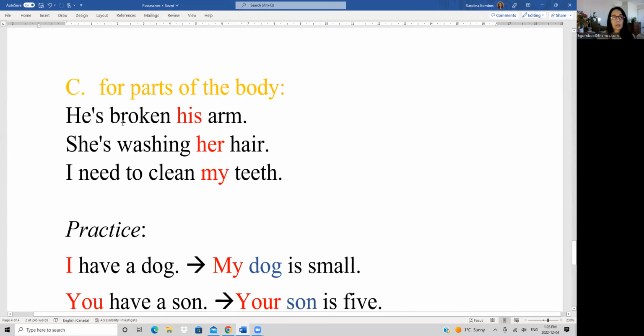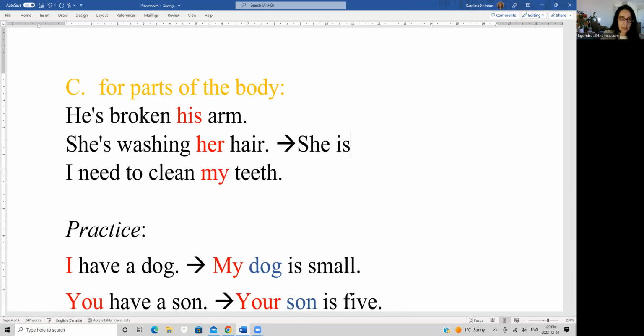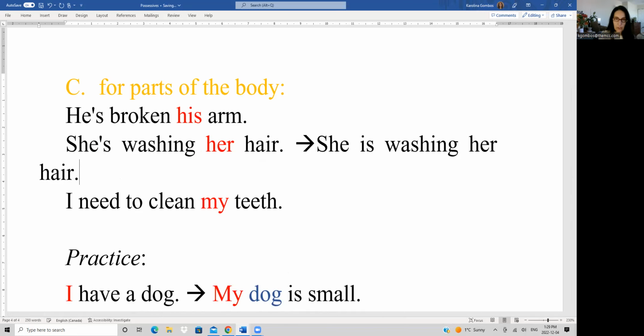He's broken. He has broken his arm. She's washing her hair. This one is not possession. It's not like she is... hers something or Anna's son. This is the short form of the verb to be. She is washing her hair. Let me put that there so you don't think this is possessive. She is, that's the long form, washing her hair.